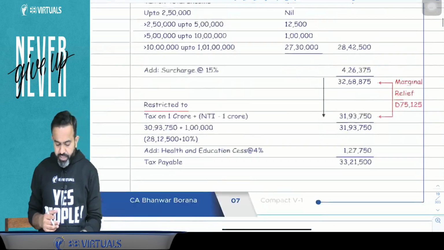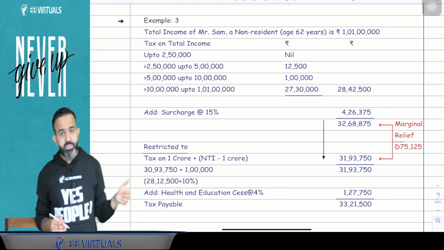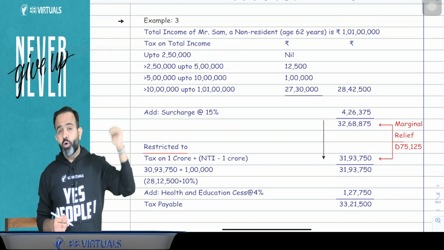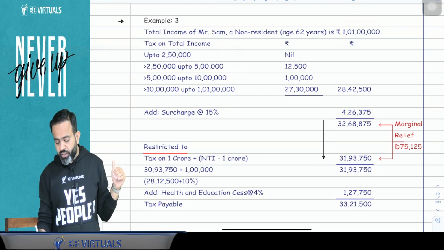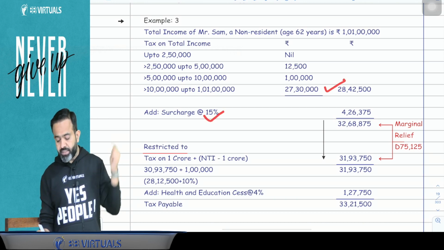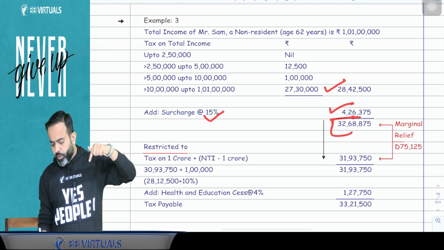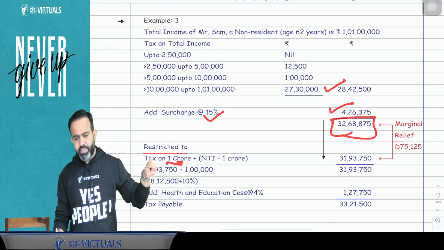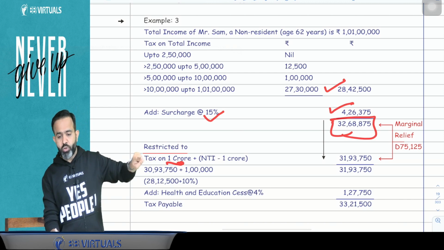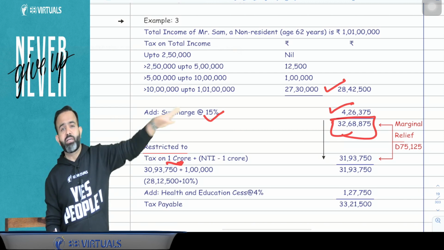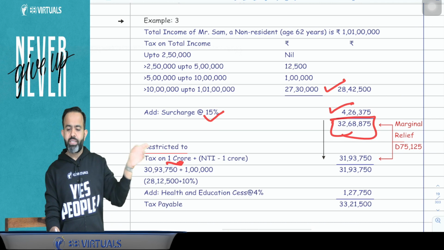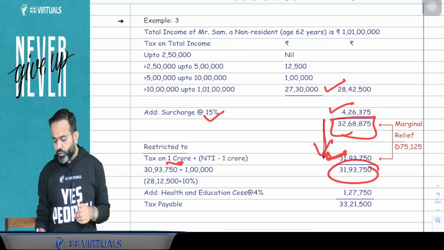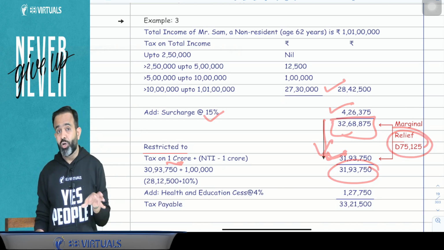Now suppose in example number three, there is one person, Mr. Sam. Sam's income is a little bit more than 1 crore, that is 1 crore 1 lakh. So what will you do? First, you will calculate the tax on 1 crore 1 lakh. After that, you will add the surcharge at the rate of 15%. And guys, this amount will be restricted to tax on 1 crore, plus excess income, just give to the Nirmala Sitharaman ji. So tax on 1 crore plus NTI minus 1 crore, and whatever amount comes here, guys, whichever is lower, you have to continue, and the balance will be treated as your marginal relief.